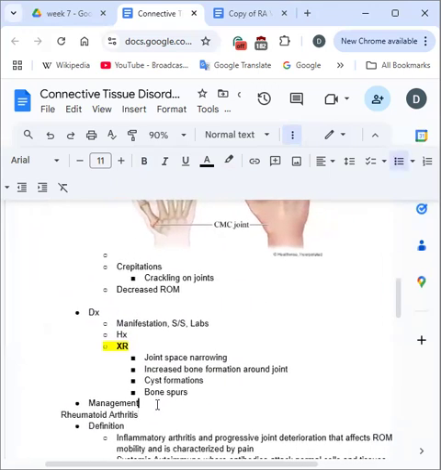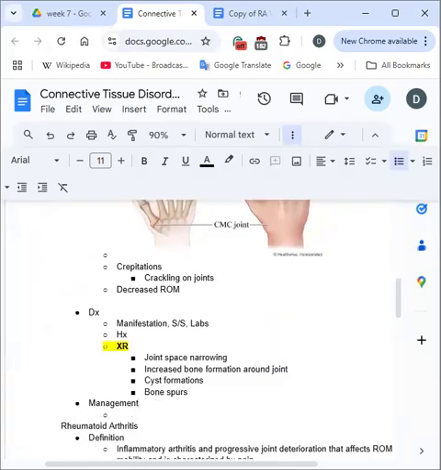I guess a lot of it goes with your management here. So in terms of management for osteoarthritis, what medications would be recommended here?